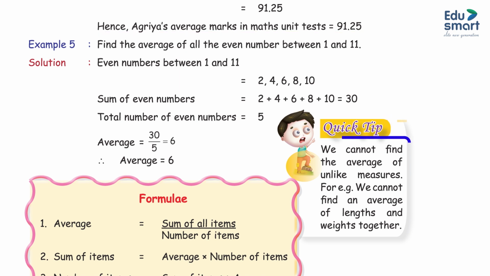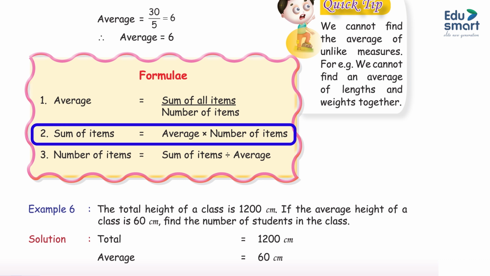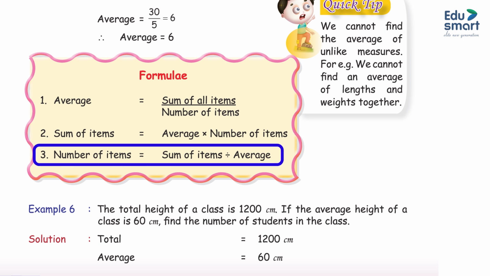Quick tip. We cannot find the average of unlike measures. For example, we cannot find an average of length and weights together. Formulas: 1. Average equals sum of all items upon number of items. 2. Sum of items equals average into number of items. 3. Number of items equals sum of items divided by average.